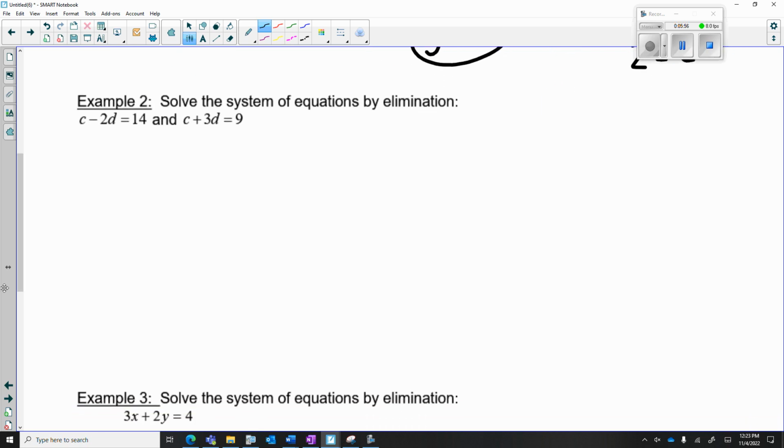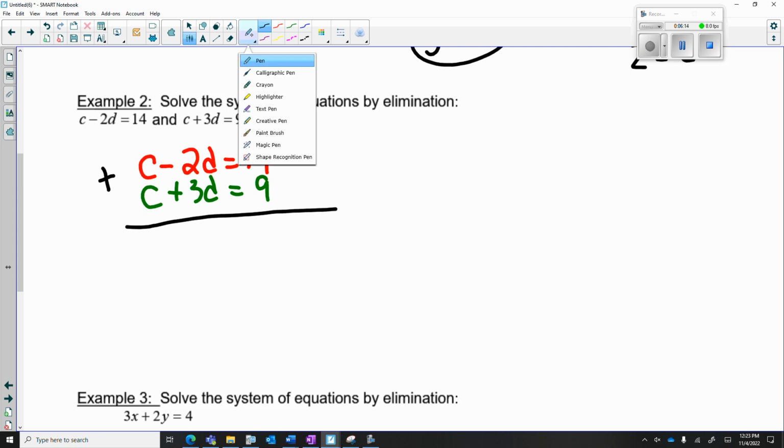Okay, first advice is stack these two systems on top of each other. So c minus 2d equals 14, and we'll do c plus 3d equals 9. Now, in this case, we don't have additive inverses because if I added these, the c's would not cancel out in their current state. We have c and c, right? C plus c is not 0, it's 2c.